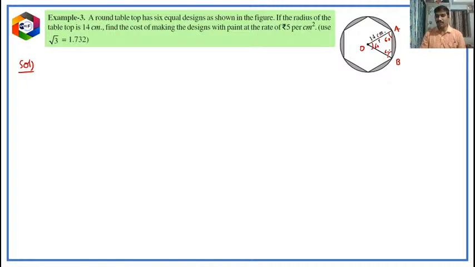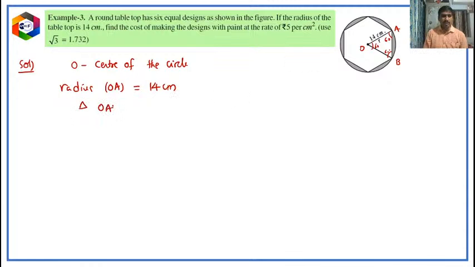That means whatever triangle you get here, that is a very important idea. So the triangle here, O is the center of the circle, and radius OA is equal to 14 centimeters. Now triangle OAB is an equilateral triangle. Now if you observe, this is one point.